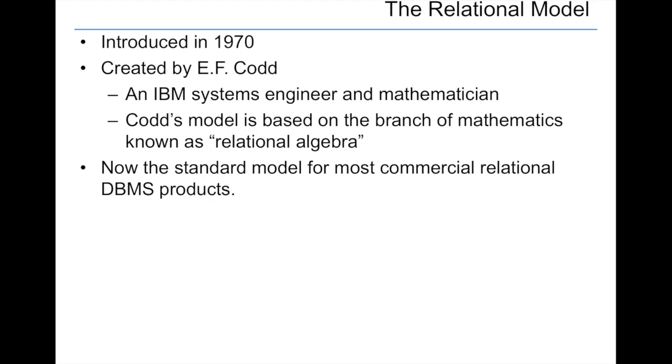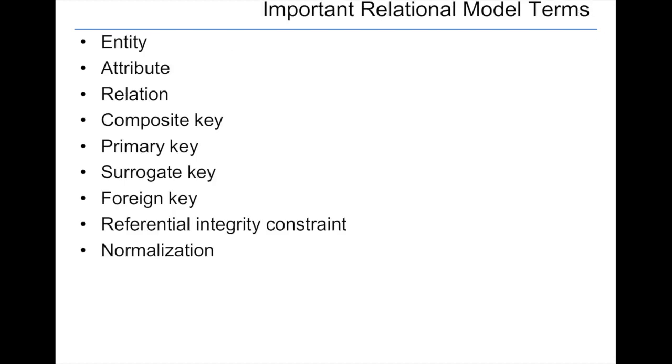So the relational model was introduced in 1970. This was created by E.F. Codd. He was an IBM systems engineer and mathematician. Codd's model is based on the branch of mathematics known as relational algebra. And this is now the standard model for most commercial relational database management software products.